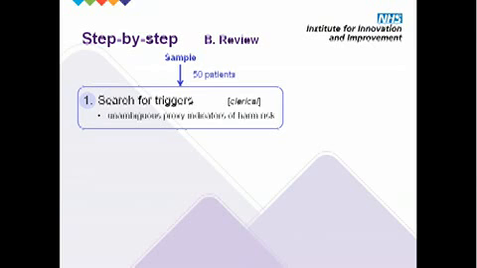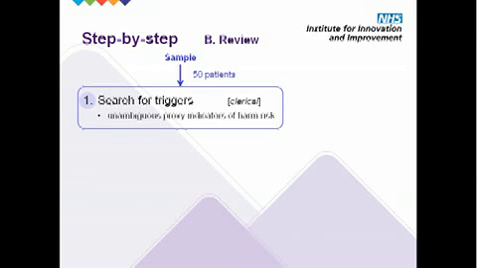You can be confident that this is okay because the triggers are unambiguous. They're there as a proxy measure of harm or to identify patients who are more likely to come to harm, but there's no subjective reasoning to be made about the triggers. They're either there or they're not. It's a yes or a no. And so anyone can do this first stage.